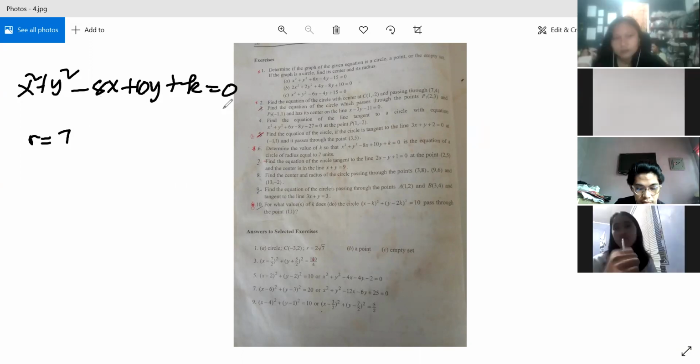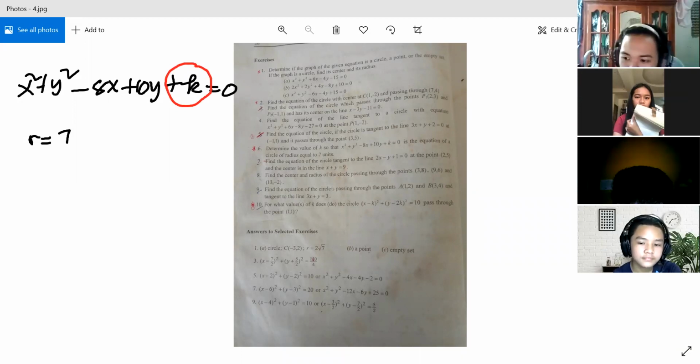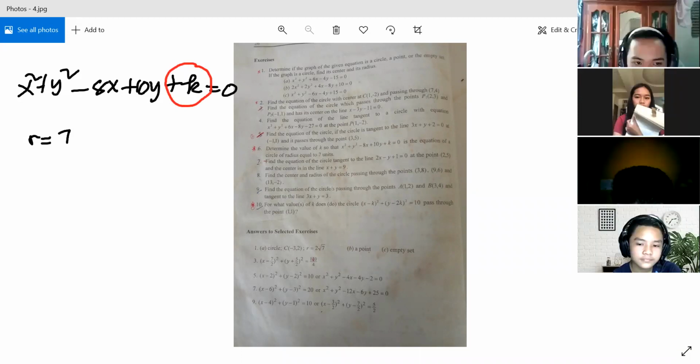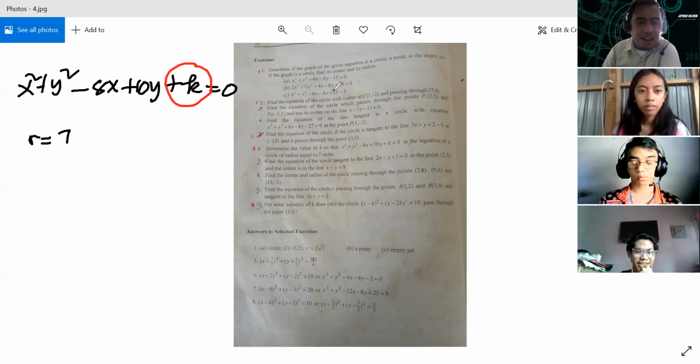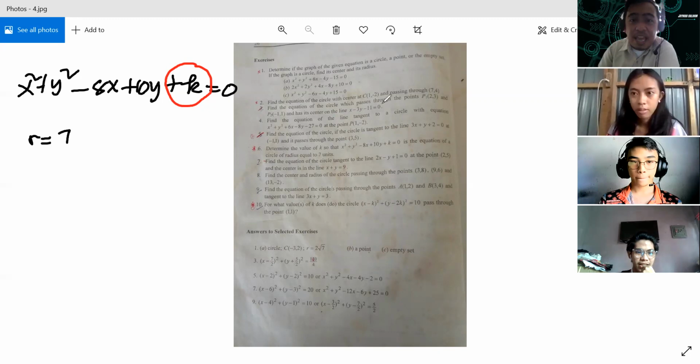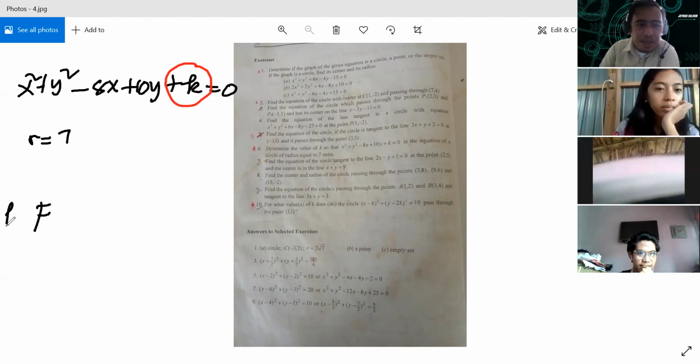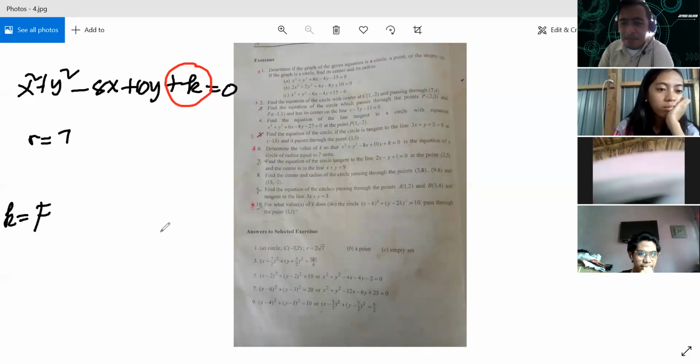Remember, this is the general form, right? In the general form, which part is the radius? Which letter is the radius? It's F, the general form. Very good. That is your F, and that is your K, right? Your K is just your F, right?